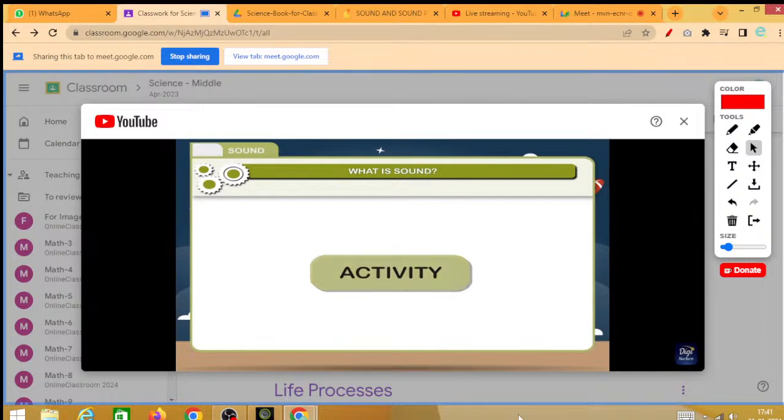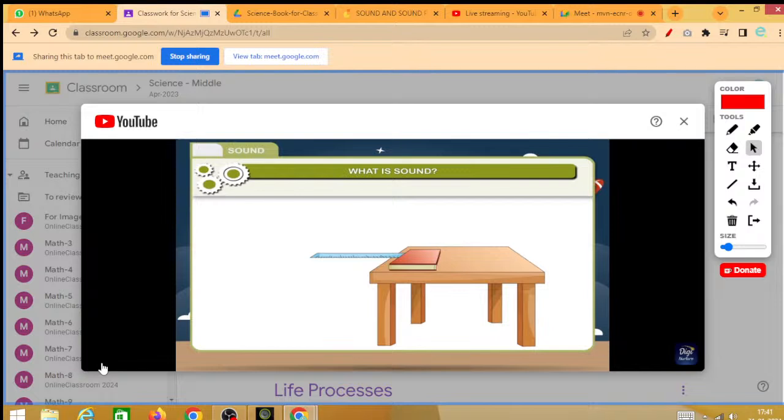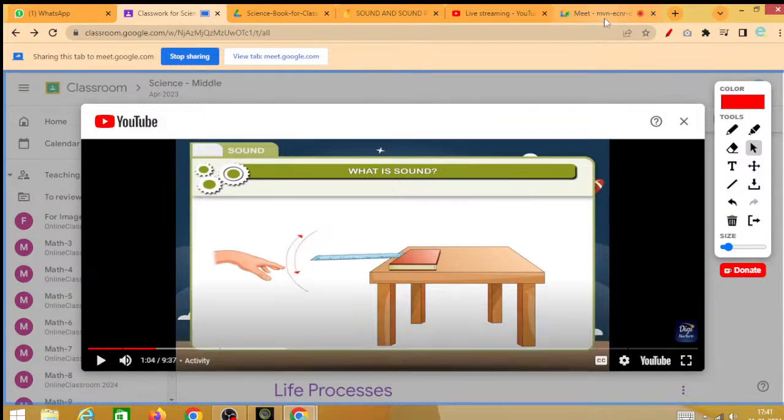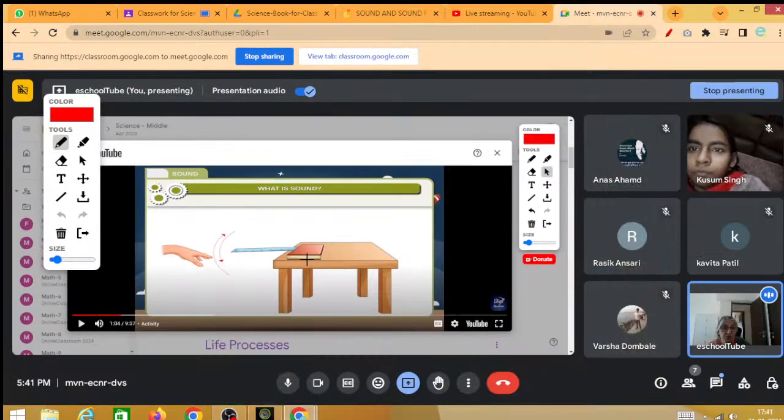Activity. Take a plastic scale and place it on a table so that some part projects over the other end of the ruler. Press the projecting end down with your finger and release it. What do you observe? So this activity all of you can do at home. Okay?